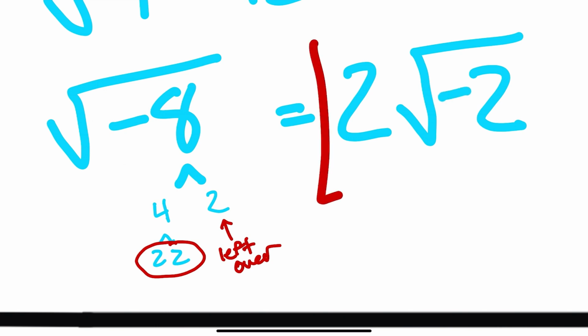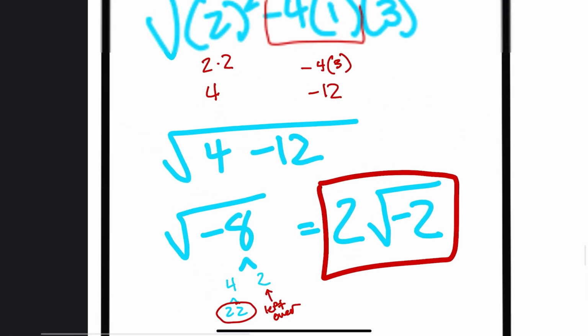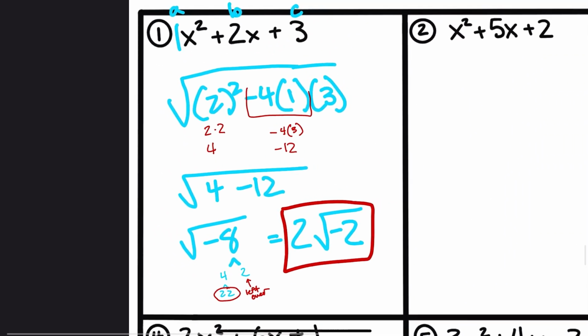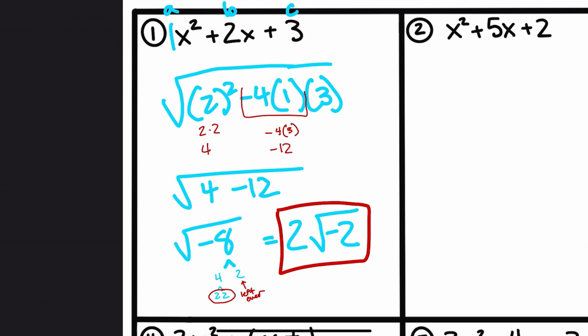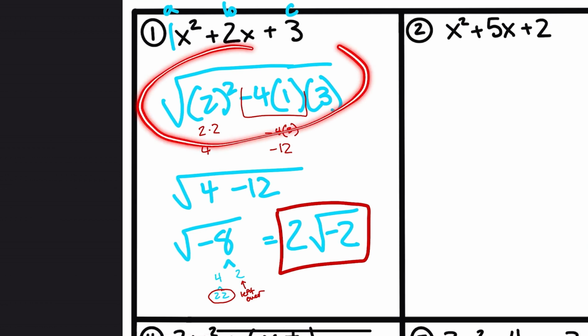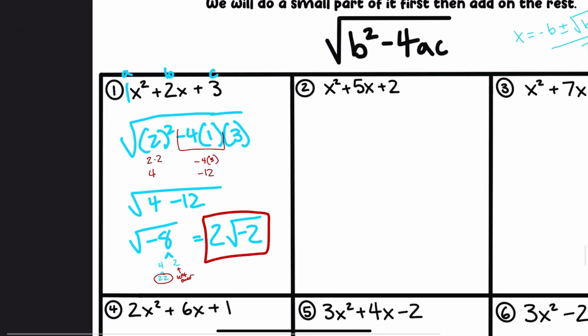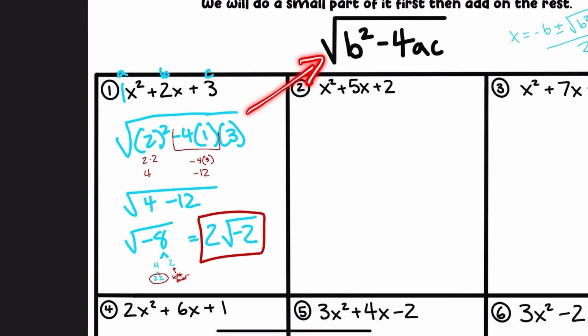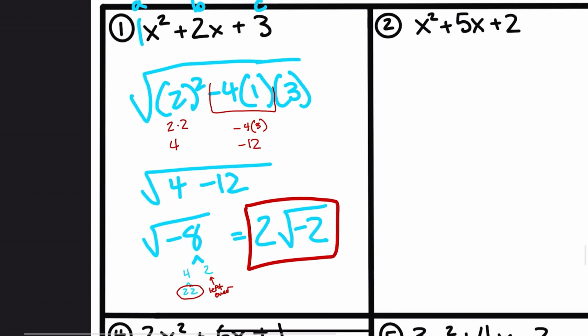And that is our answer for this question, okay? So we started out by labeling. We copied our formula from the top here and just put in the new A, B, and C. Then we simplified, and then we simplified again until we got to a single number. We factored and took out the pieces that we could take out. So let's try another one.